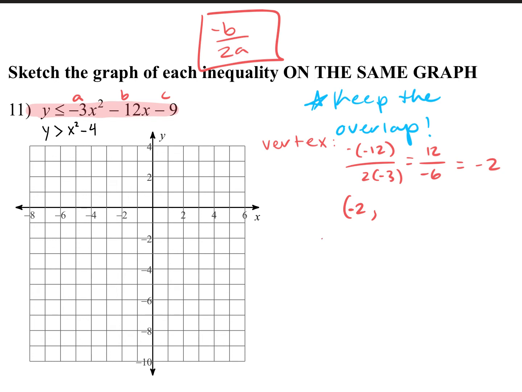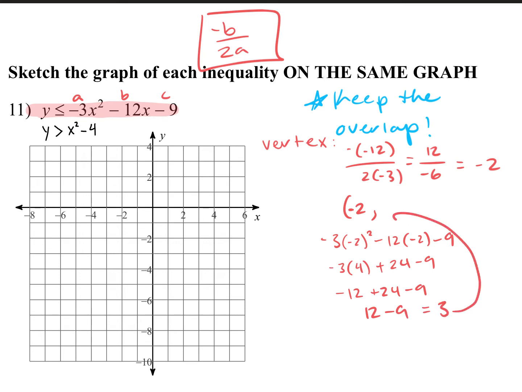Plug it in. So negative 3 times negative 2 squared minus 12 times negative 2 minus 9. So negative 3 times 4 plus 24 minus 9. So this would be 12 minus 9, which is 3. So the second number in my vertex is 3. So I'm going to go to my graph, go to the left to negative 2 and up 3.